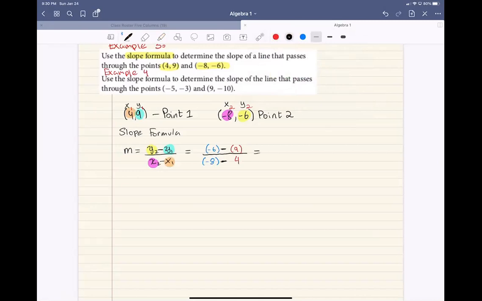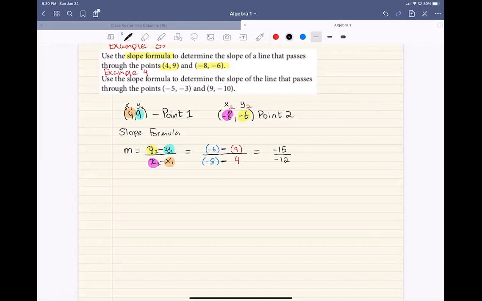Next comes the easy part. We're just going to have to add and subtract, right? So what's -6 minus 9? That's the same thing as adding. So we're going to have -15 on the top, and on the bottom, -8 minus 4. That's also like adding, which is -12.